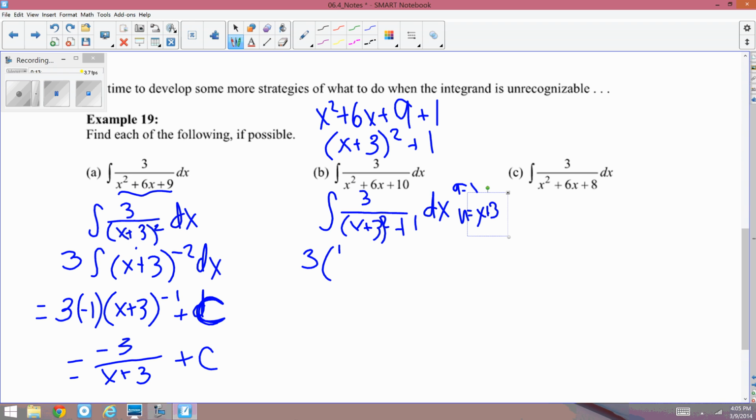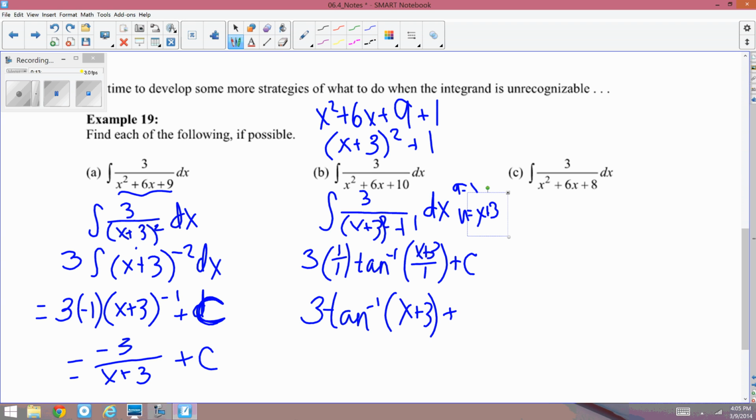So we have 1 over a times arctan or inverse tan of u over a. And we don't want to forget our plus c. So I'm just going to rewrite that so it looks a little nicer. 3 arctan of x plus 3 plus c. Not too bad. All right.